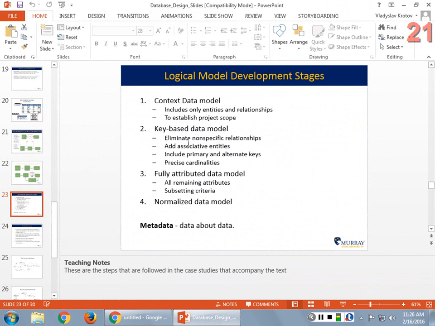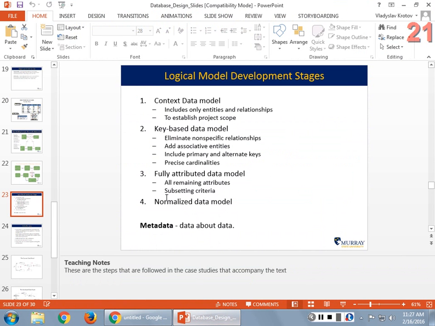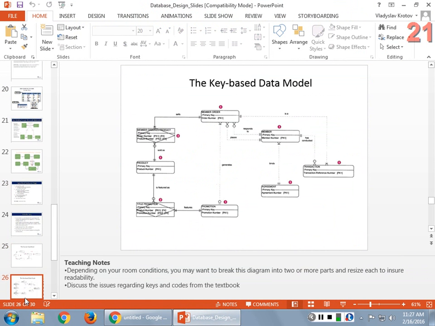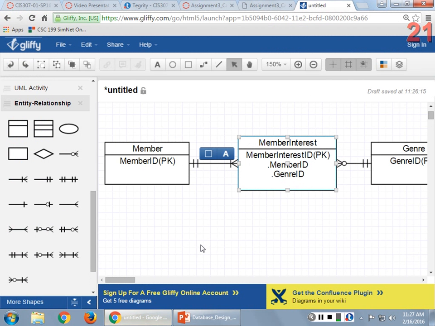So we're done with this part, the key-based data model. It says eliminate non-specific relationships, meaning many-to-many relationships, and add associative entities. We did that. Include primary and alternate keys. We don't want to create any alternate keys, just to keep things simple, just one primary key. And then precise cardinality. We didn't do any cardinalities, but by creating keys, you can get a better sense of what kind of cardinality you have. Maybe you didn't get it right on the first attempt, but after thinking in terms of primary keys, you will get a better idea of the cardinality. So we're done with this step. This is another slide that says the key-based data model will look something like this, only primary and foreign keys. We have something similar to this here, okay?